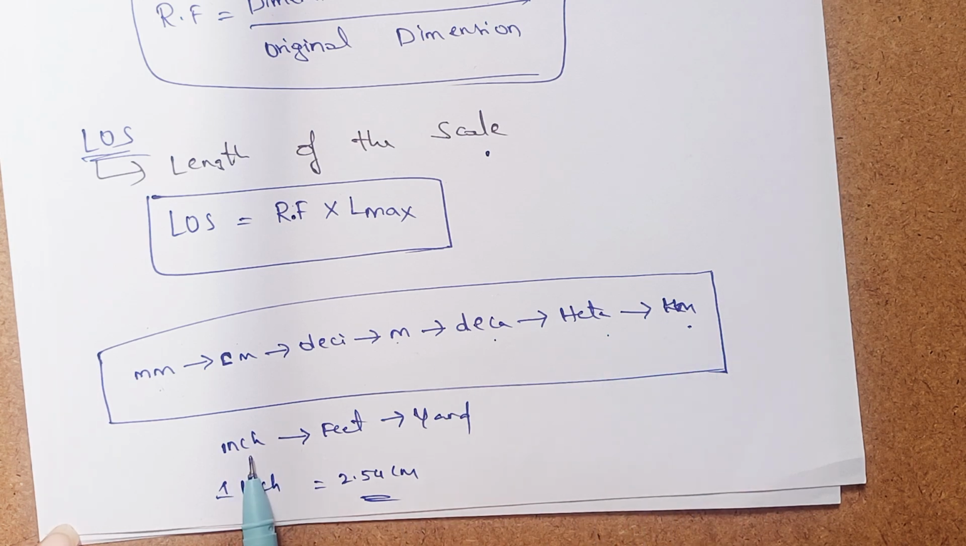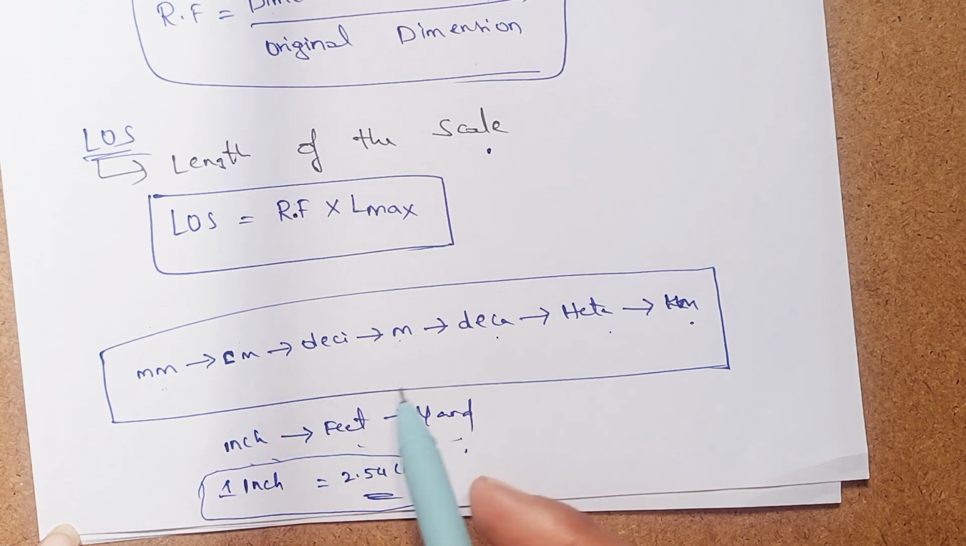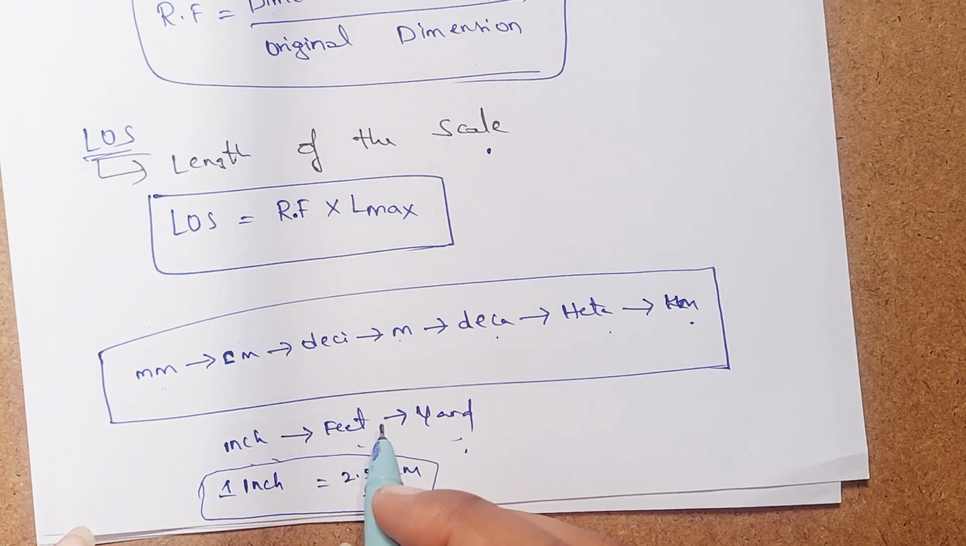And you have to remember that 1 inch is equal to 2.54 centimeters. It is very important for calculating the plane scale or diagonal scale. Inch and feet are also very important. 1 inch is equal to 2.54 centimeters. Very important, you have to remember.